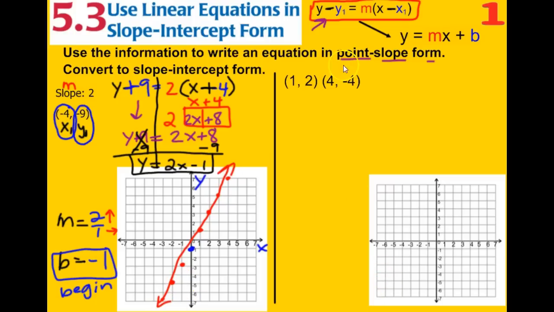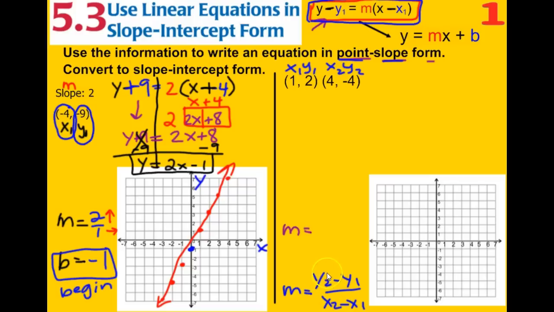Alright, let's try our second one here. This one's a little bit more challenging because they don't tell us the slope. We need to start with point-slope form, this equation up here at the top. So we need to find our slope. So I'm going to label our points x, y, first point, and x, y, second point. And I'm going to use my slope formula, y2 minus y1 over x2 minus x1, to find my slope.